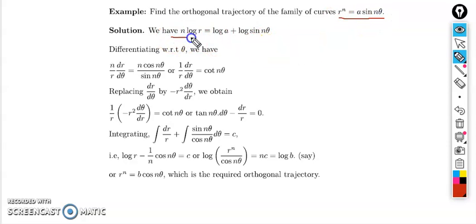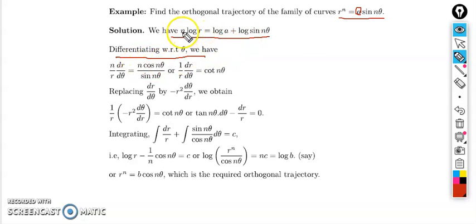First we take the log. When you take the log, the result becomes n log r equals log a plus log sin n theta. Next we differentiate with respect to theta, because you have to eliminate your arbitrary parameter. This one is a. So when you differentiate after taking log, the parameter is eliminated automatically, and you directly find the differential equation of the given family of curves.